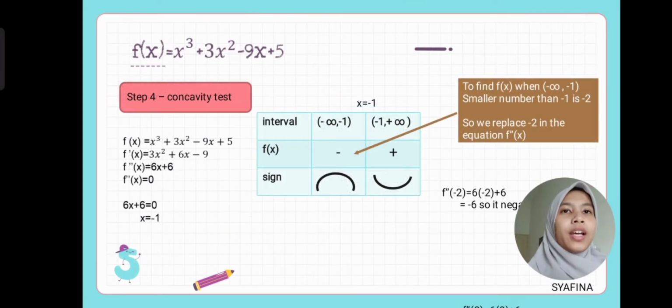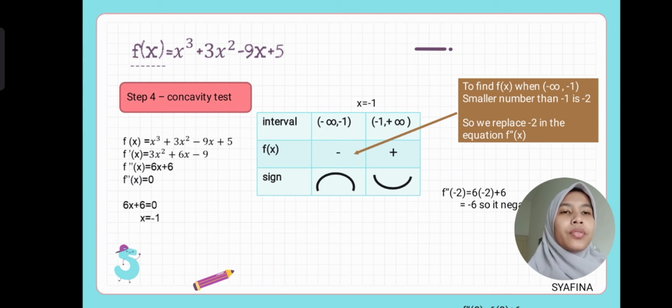Now we go to step 4, the concavity test. First we need to take the second derivative of f(x). And then we get 6x + 6. So at the critical point, the second derivative equals 0. So 6x + 6 = 0. We get x = -1.